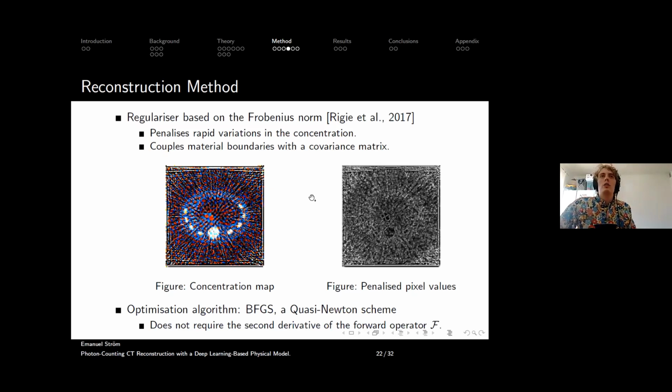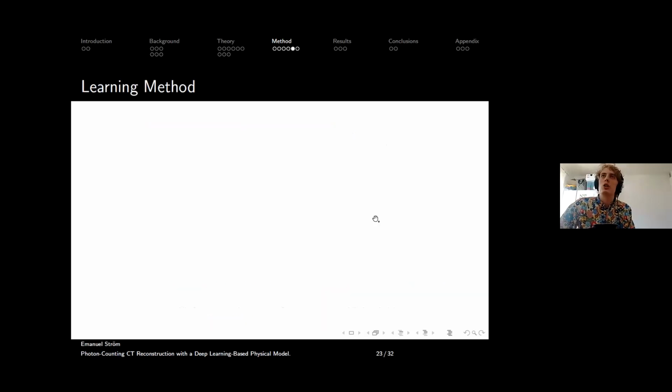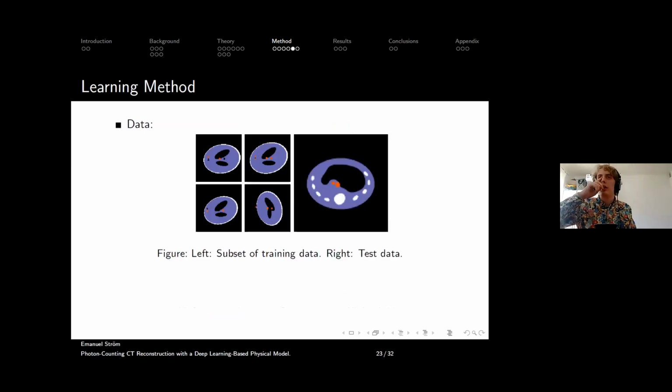Okay, so we've set up the reconstruction method and the physics model, and now the only part that remains here is to actually start training our physics model. So for that, we have to have some data. On the left-hand side here, you see the training data, and on the right-hand side, you see the data that we use for evaluation.